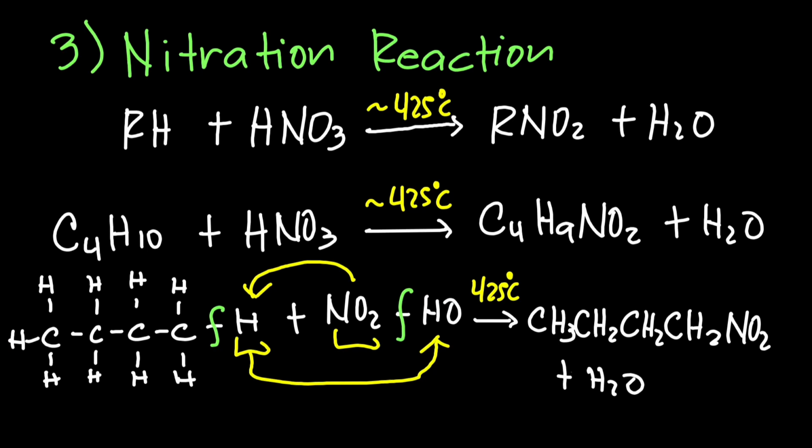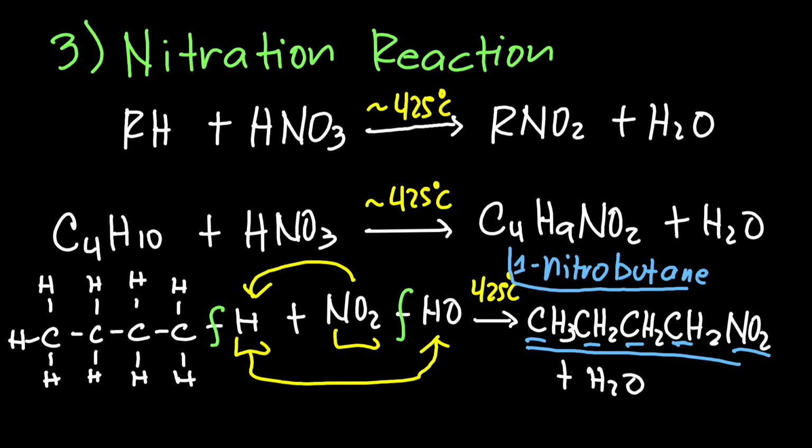If they ask what is the main product in here, remember we have NO2, so this would be nitro. And we have 1, 2, 3, 4, which corresponds to butane, so this would be nitrobutane. But since NO2 here corresponds to the first carbon, you can put this as 1-nitrobutane.